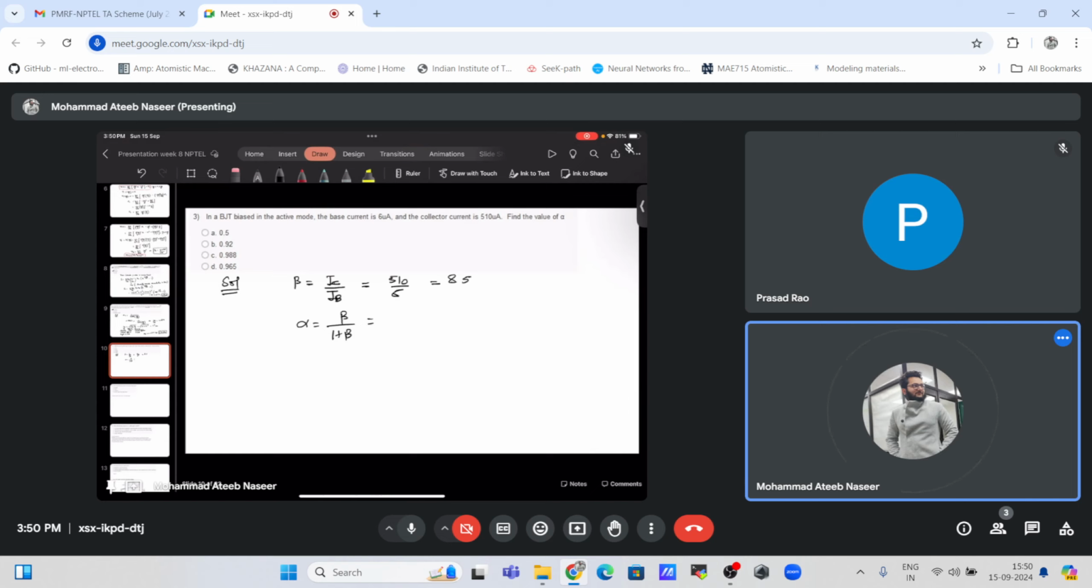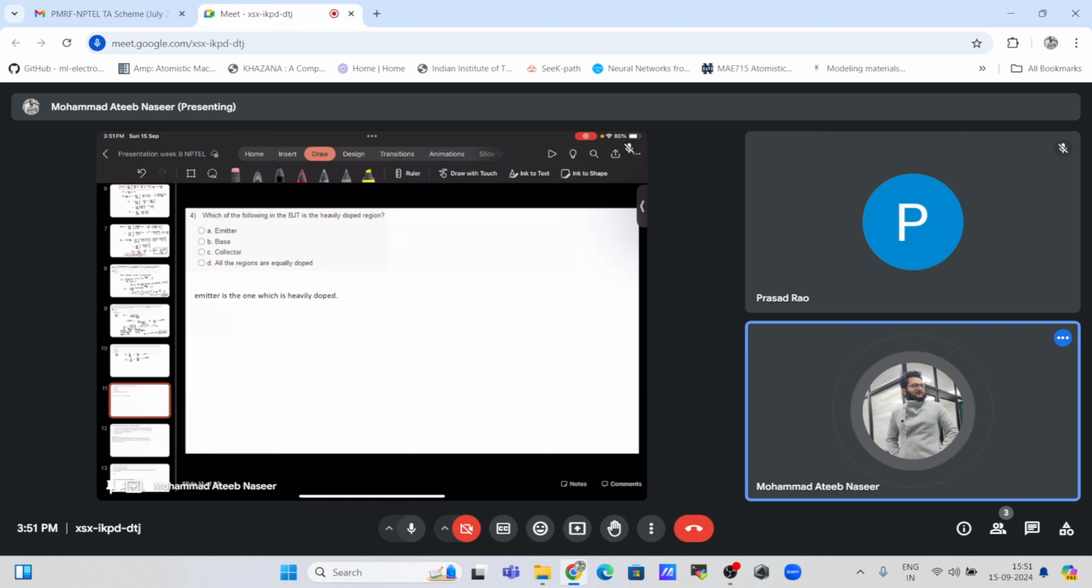The alpha value is always close to 1. So it is simply 85 divided by 86, and it is approximately equal to 0.988. For better efficiency, we need it to be tending to 1 always. Okay, so which of the following statements is true?